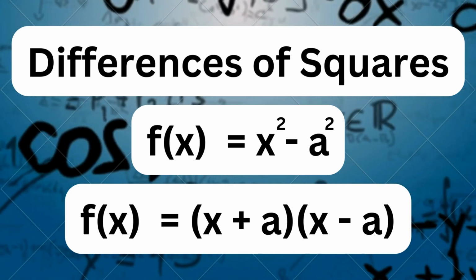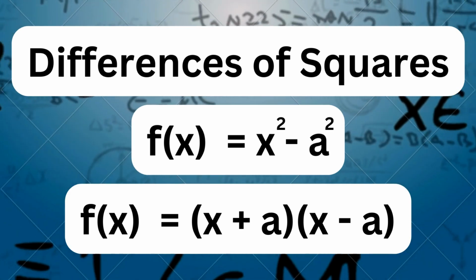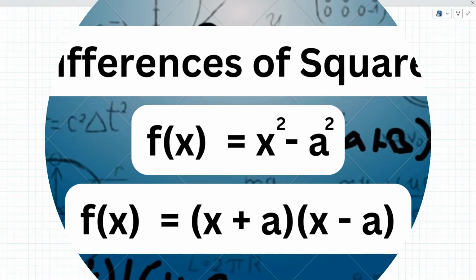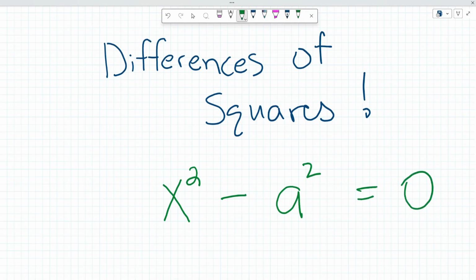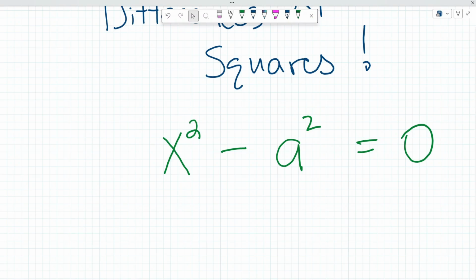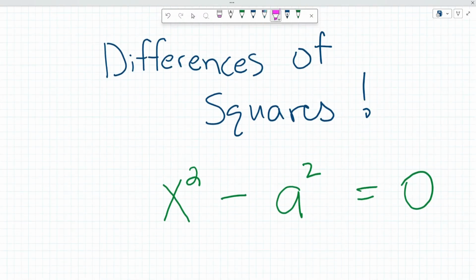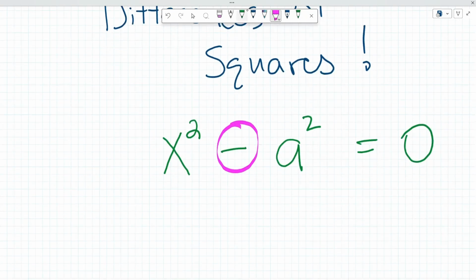Today we're going to be exploring differences of squares. Differences of squares have the form x squared minus a squared. That means that we have a perfect square on both sides of our equation, and they are separated by a subtraction. So let's look at an example.